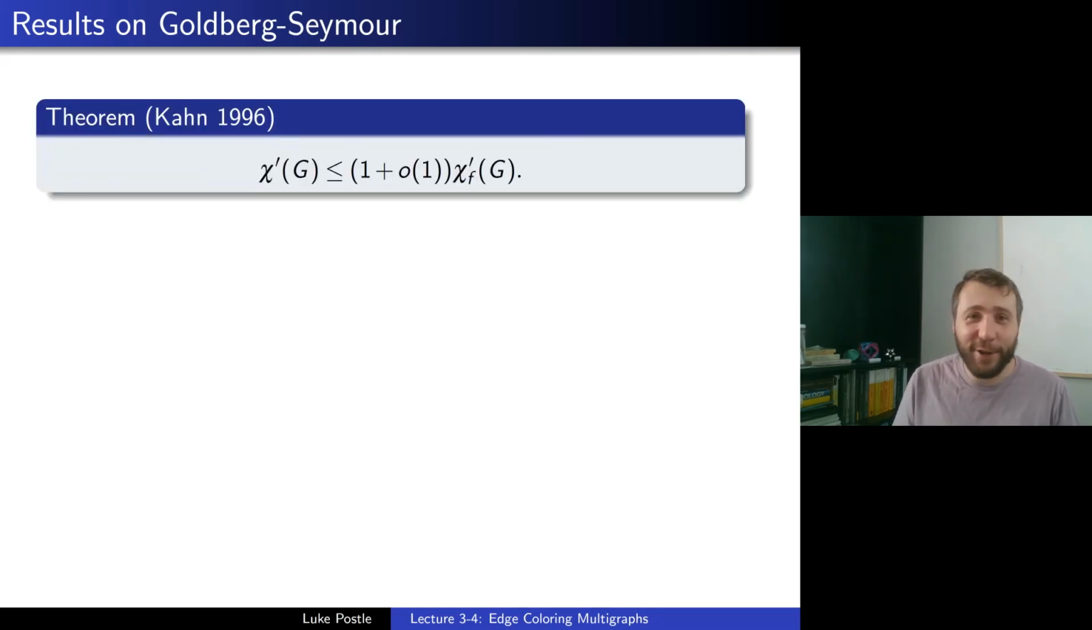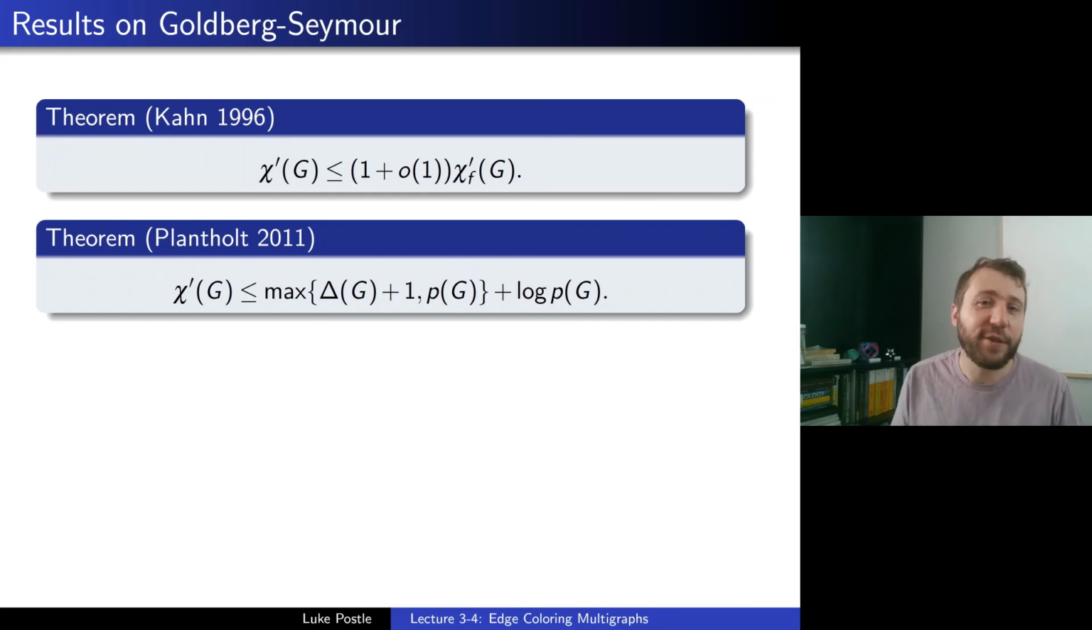Well, same as for the list coloring conjecture, it was proved that it holds asymptotically. So chi prime is at most 1 plus the lower bound chi prime f. So you're always just a little bit of error away from that lower bound of chi f prime. And actually, Planthold in 2011 improved this. It shows it's at most the max of delta plus 1, p, that'd be chi prime f, plus the log of p. So even improving on the error term, you just get this log for that p function.